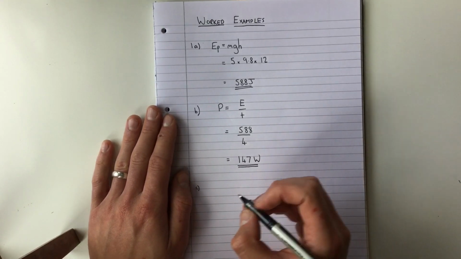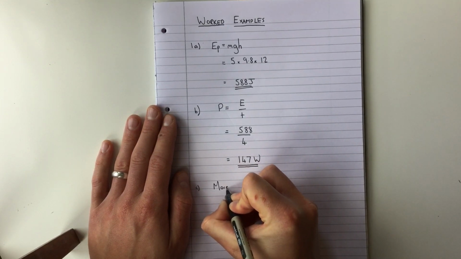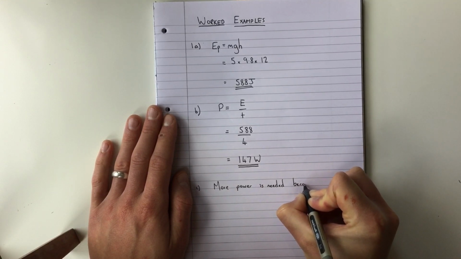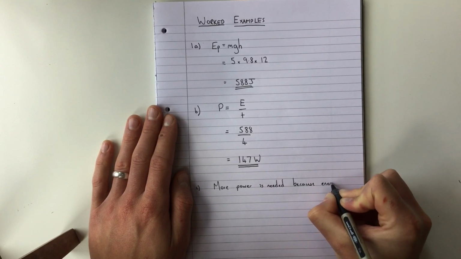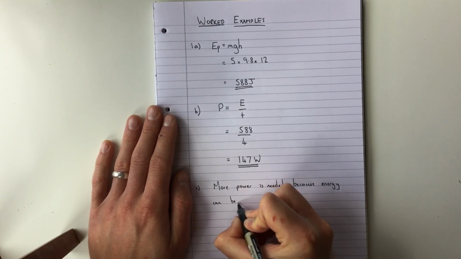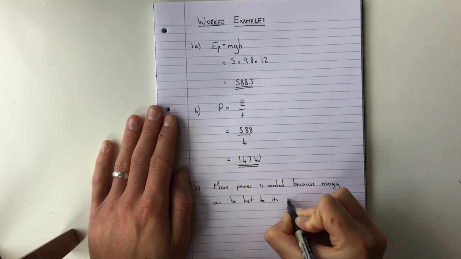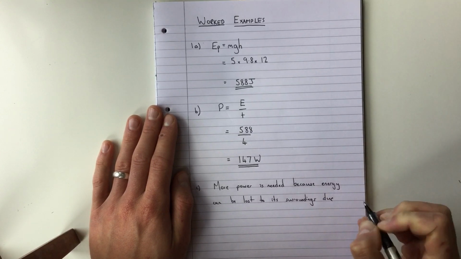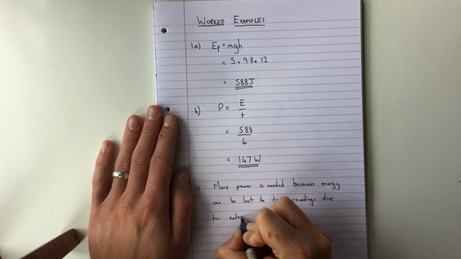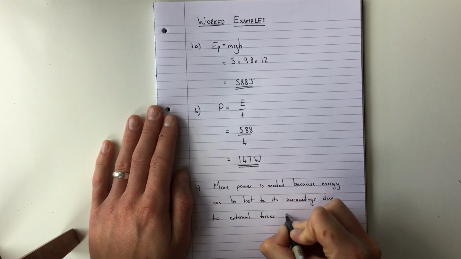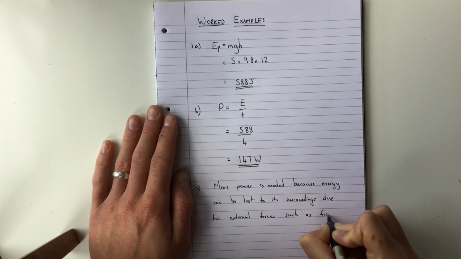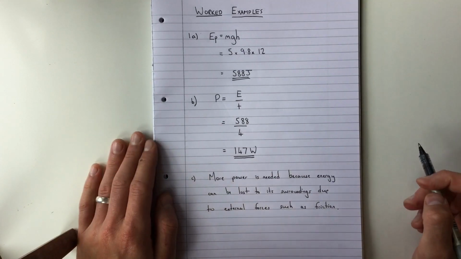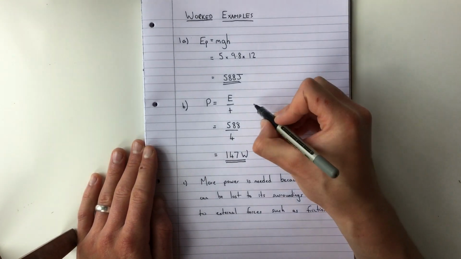Okay, so how would we write that? We would say something like this: more power is needed because energy can be lost to its surroundings. And you could even add due to external forces such as friction. Okay, so you'd actually need to put more power to overcome things like friction. Okay, so that's a question on power with a key of that equation there.